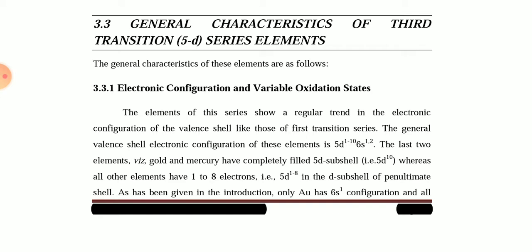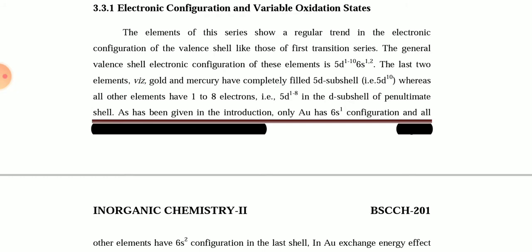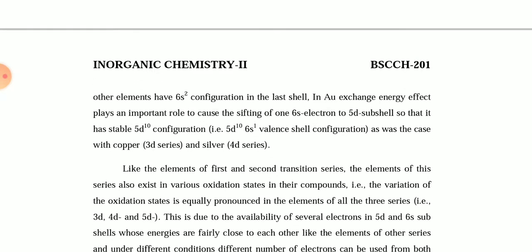The last two elements, gold and mercury, have a completely filled 5d subshell, that is 5d10, whereas all other elements have 1 to 8 electrons in the d subshell. As given in the introduction, only Au has 6s1 configuration and all the other elements have 6s2 configuration in the last shell. The exchange energy effect plays an important role in causing the shifting of one 6s electron to the 5d subshell so that it has a stable 5d configuration.